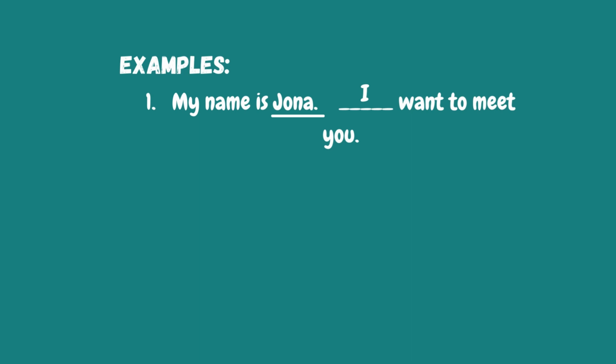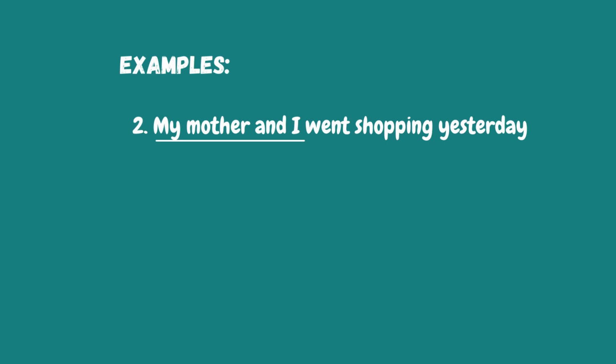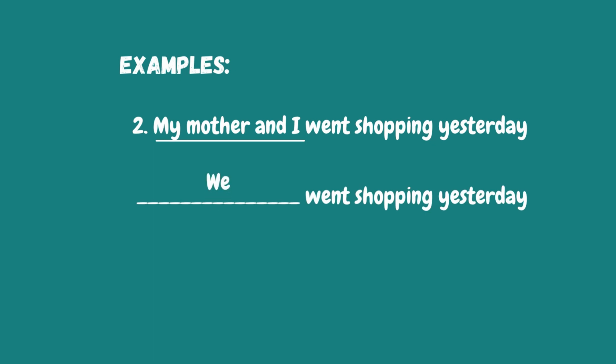If the speaker is with another person, we will use the plural form. Let's say, for example, my mother and I went shopping yesterday. My mother and I is plural. Therefore, we have to use the plural form of the first person, which is we. We went shopping yesterday.